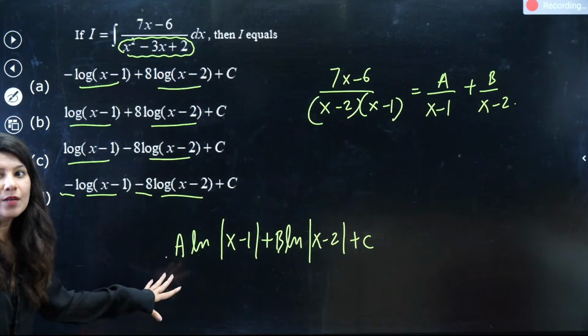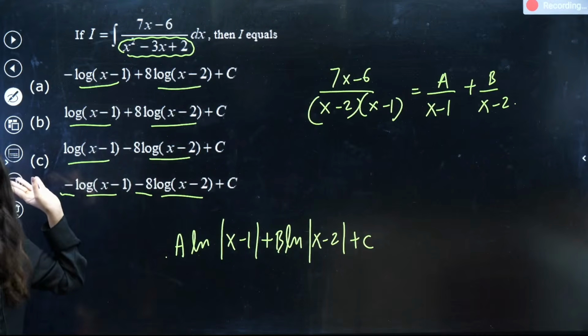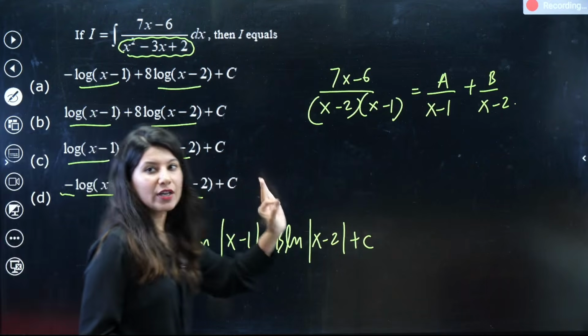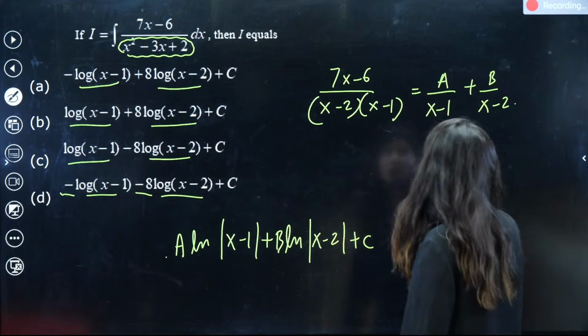If I get a and b, that's it. We don't have to integrate it. We have already done that. We are just looking for a and b. Did you realize the moment I get my a and b, the question is solved? Now how to get a and b?